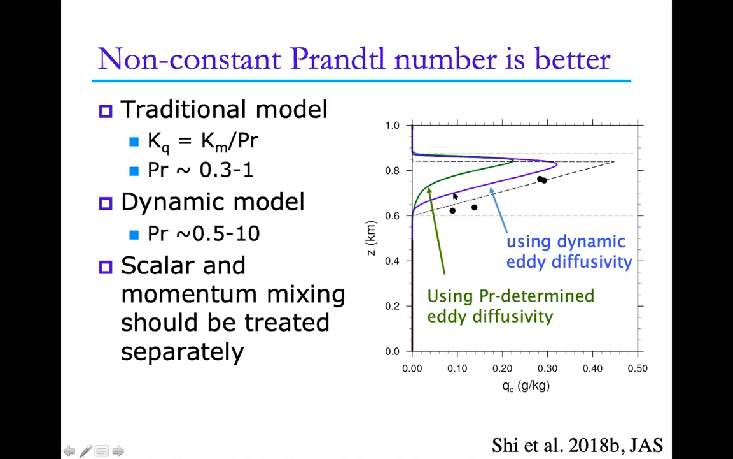So if you look here at this profile of liquid water, the observations again are in black. And if you use a dynamic eddy diffusivity, that's the blue line here, you are able to maintain much more cloud water compared to using a constant Prandtl number determined eddy diffusivity. So this is kind of a side point, but it turned out to be a very important one for these simulations: scalar mixing and momentum mixing should be treated separately, meaning don't use a constant Prandtl number. Instead, dynamically calculate what Km is and what Kq is, what the eddy diffusivity is for scalars.